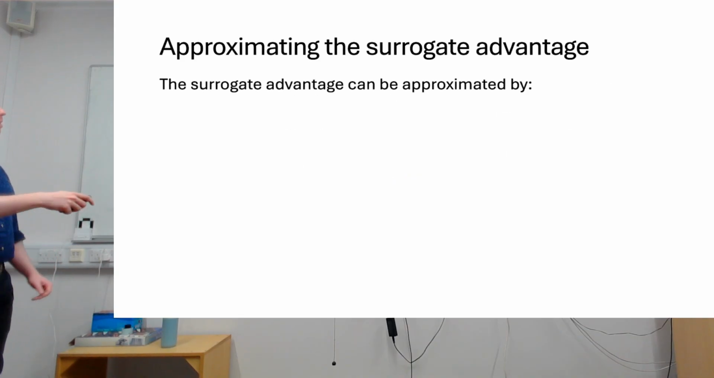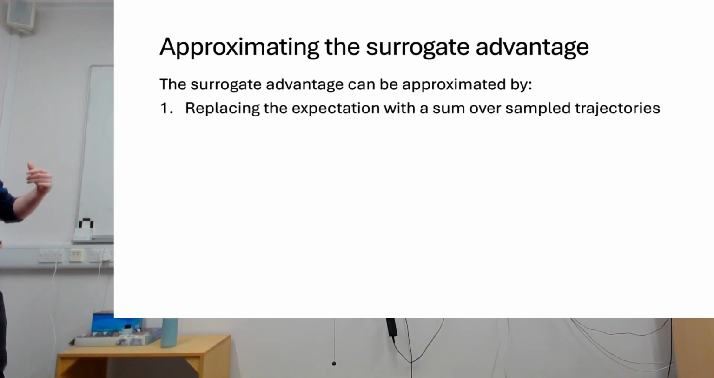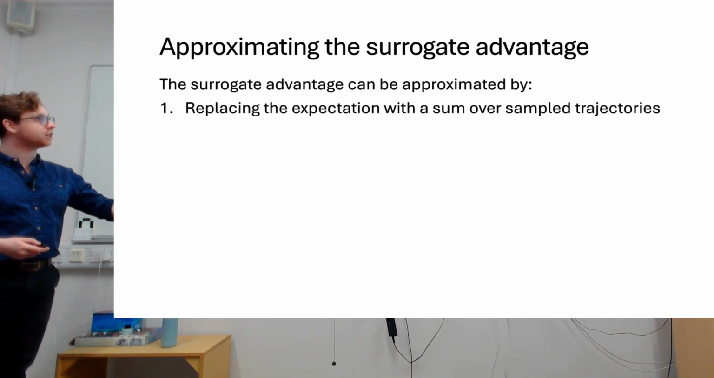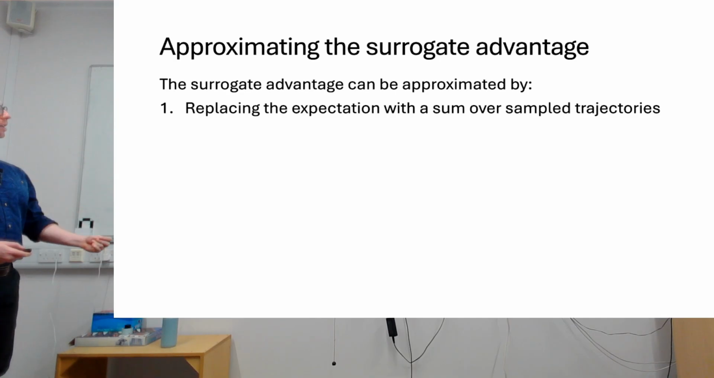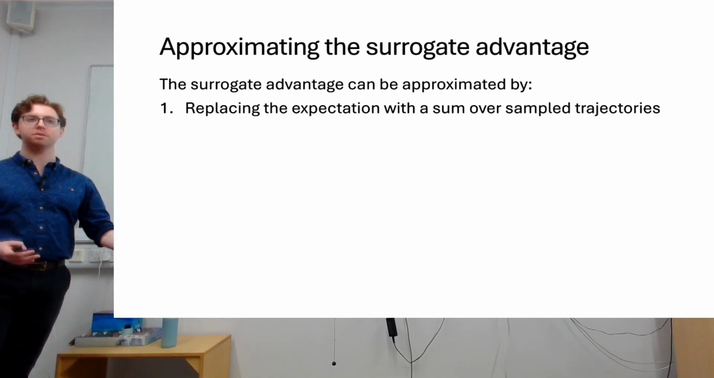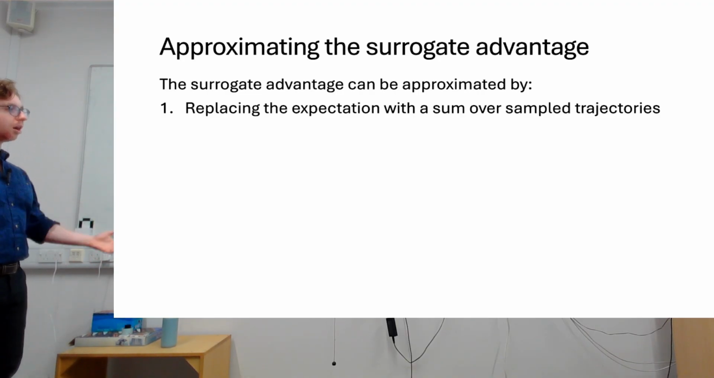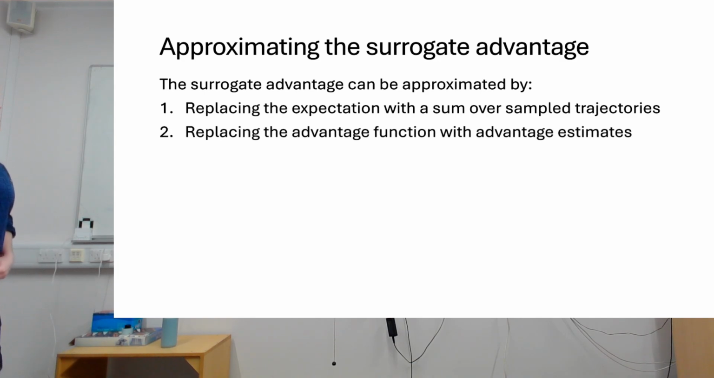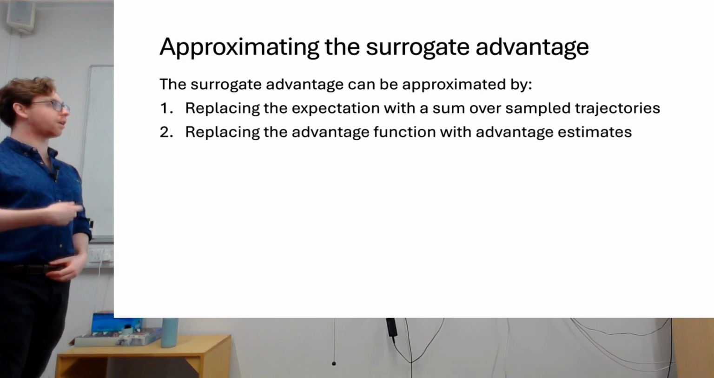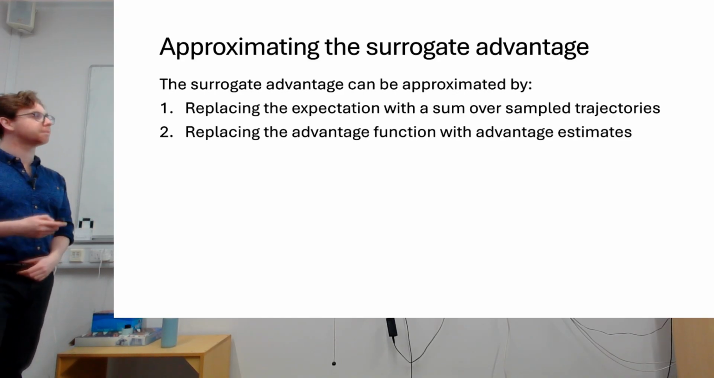So the surrogate advantage, we can approximate this by replacing the expectation with a sum over sample trajectories. This is just the same Monte Carlo trick that we used in the previous one. We have an expectation we can't compute, so instead we sample a bunch and then compute the empirical average instead. And we're going to replace the advantage function with advantage estimates, which again is fine. We learned how to compute advantage estimates last week.